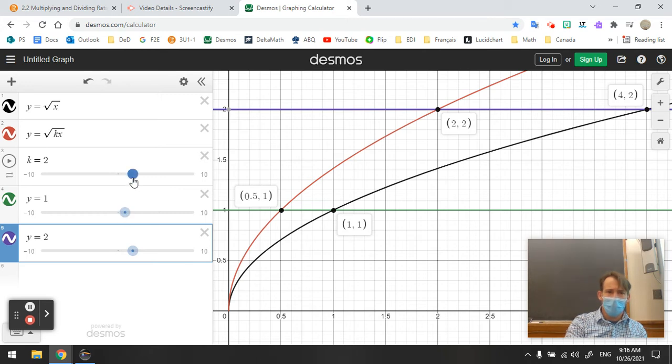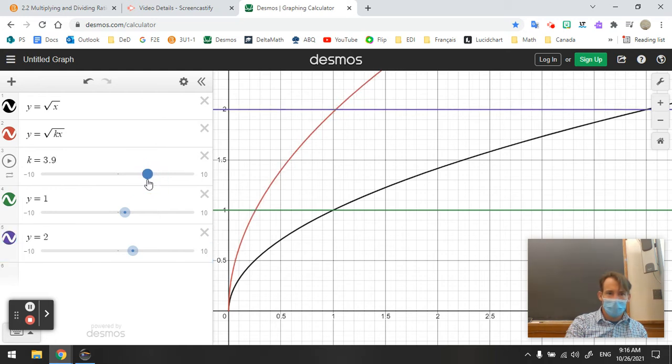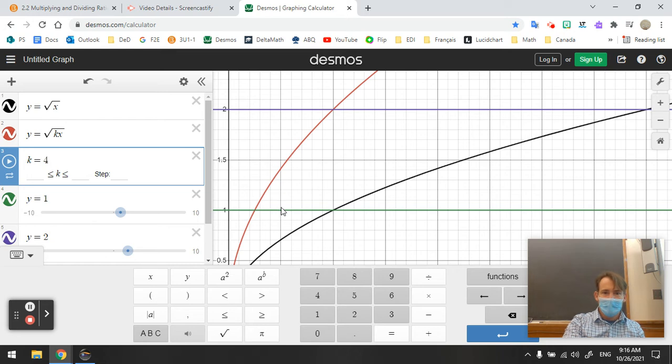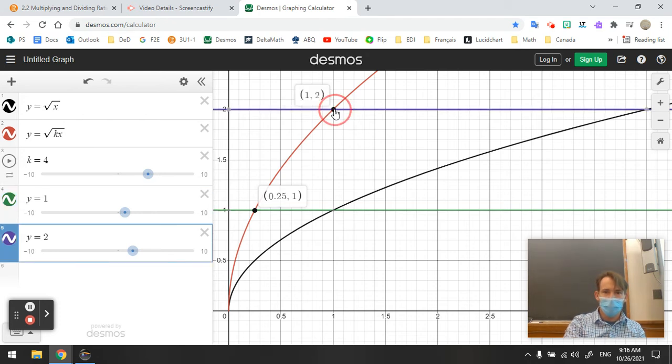Let's check a k value of 4. Let's just investigate a k value of 4 and see what's happened. Oops. So k is equal to 4. Sometimes the slider is a little annoying. There we go, 4. So now let's take a look at this point. This was the point 1, 1. Now it's the point 1/4, 1. This was the point 4, 2. Now it's the point 1, 2. So as I increase k, what's happening horizontally as k gets bigger? What's happening to the function as I change k?